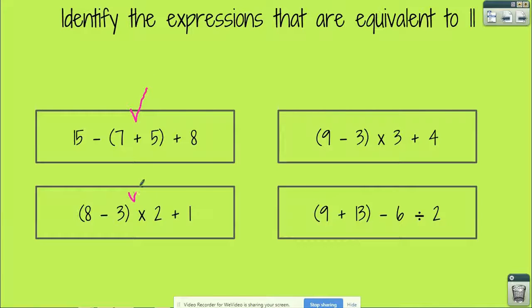The answers are these 2 on the left. Those 2 are equal to 11. The 2 on the right are not equal to 11. If you felt stuck, if you got a different answer, go back and check your work. If you really cannot figure it out, then you can ask a friend for help.